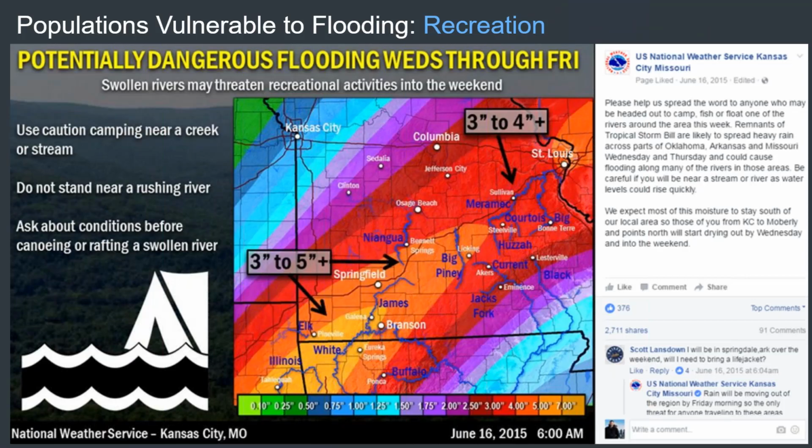Same graphic, QPF, but this time we singled out people who are vulnerable. In this case, it was anyone taking a float trip on all of these rivers that people like to go floating on in Missouri. And even though this came from Kansas City, and it's not really impacting Kansas City, a lot of people that live in the KC area go to these areas for their weekend float trip. So that's why we wanted to single it out, even though it wasn't in our forecast area.